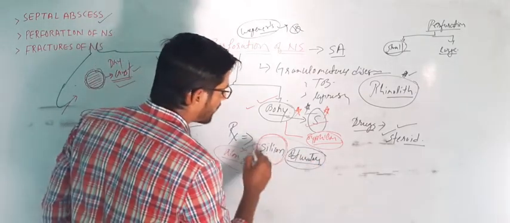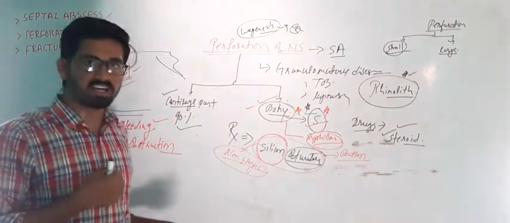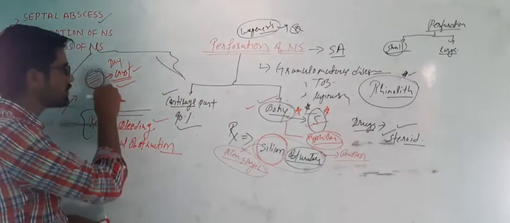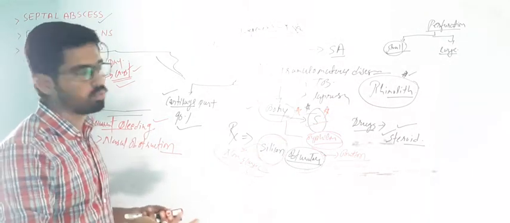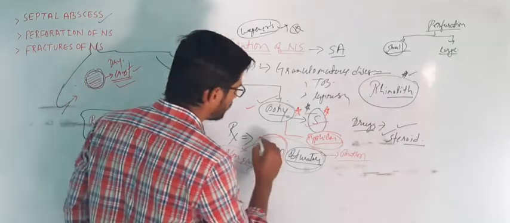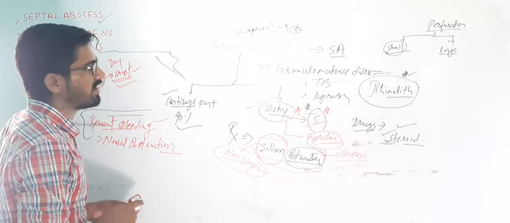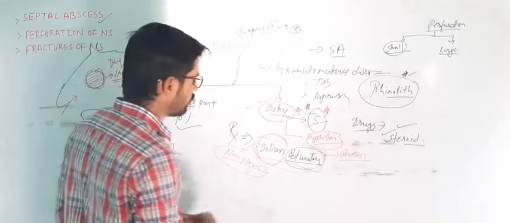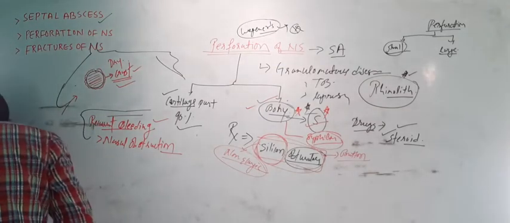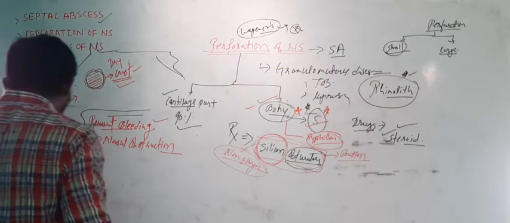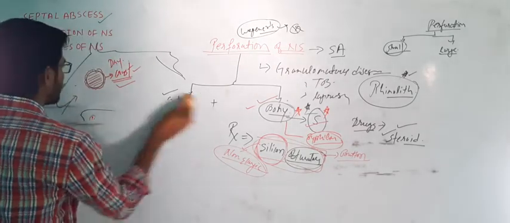It is a short button-like structure, and we have to press it here, right? So the symptoms of the patient will improve. This is what we do with silicone obturators. Other things, like antibiotics, you can give. So this is the perforation of the nasal septum. Now we have to see fractures of the nasal septum.